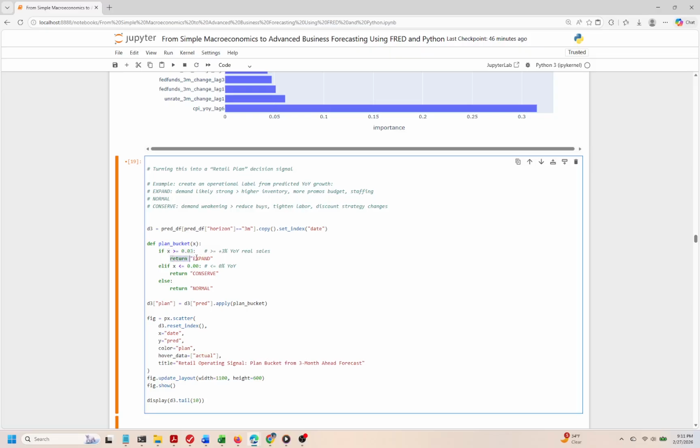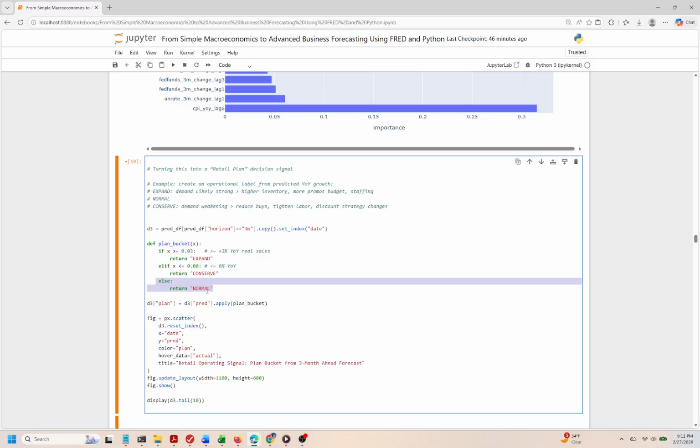operations, meaning we'd likely increase inventory, allocate a larger budget for promotions, and potentially hire more staff to meet expected demand. On the other hand, if the growth is 0 or negative, we consider demand to be weakening, prompting us to conserve resources by reducing purchases and tightening labor budgets. For anything in between, we settle for a normal strategy, maintaining current operations without any drastic changes.